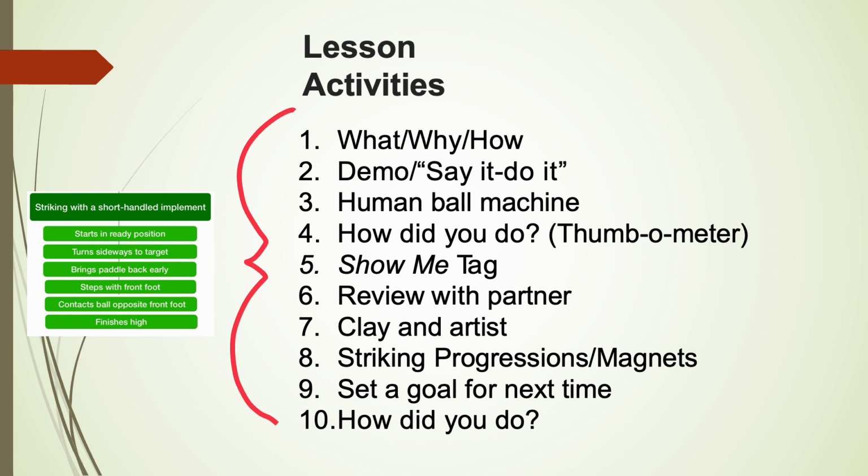How did you do? They get to rate themselves with their thumometer. If you don't know a thumometer, thumbs up means I did great. Thumb to the side, so-so. Thumbs down, not so well. And then these are just some other activities that I've designed that students can use. And at the end, you'll see, set a goal for next time. How did you do? These are self-assessments. Students get to self-assess, so they get to set a goal for their next class or next period, next time they have you, whatever.